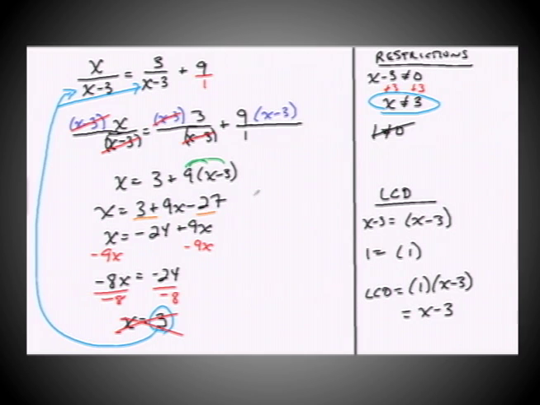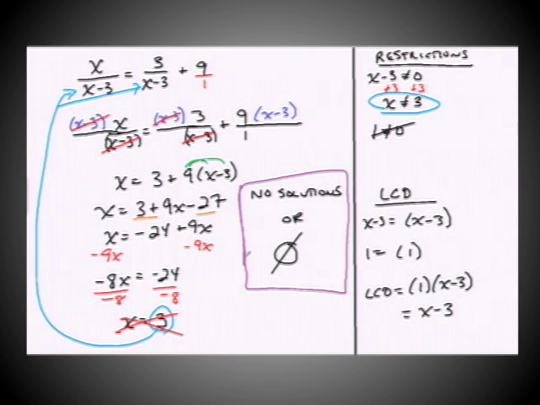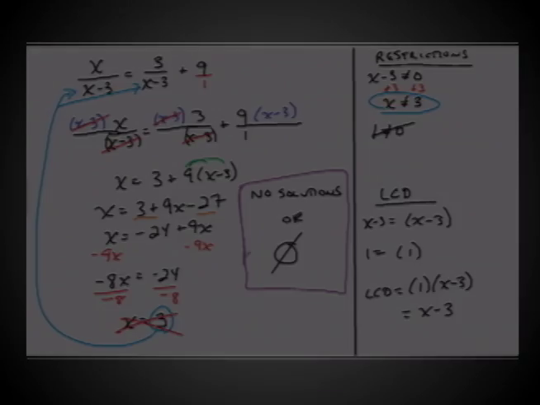So I simply write that there are no solutions, or I can write the empty set, which is the set that contains no elements there, so no solutions. Either is an acceptable way of answering this problem here, and I hope that this has been helpful.